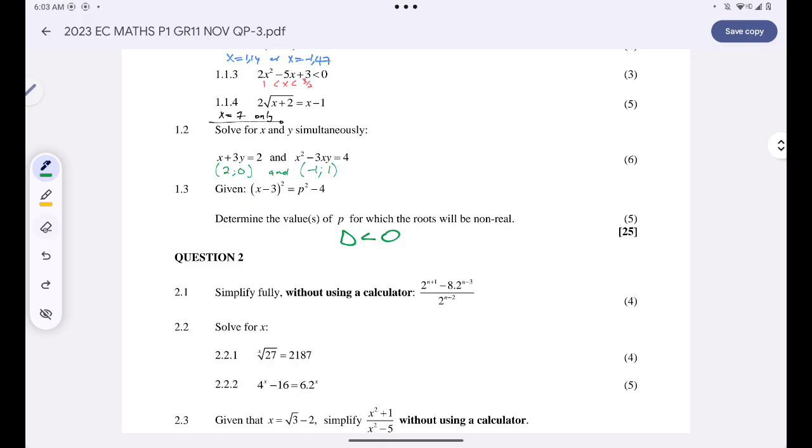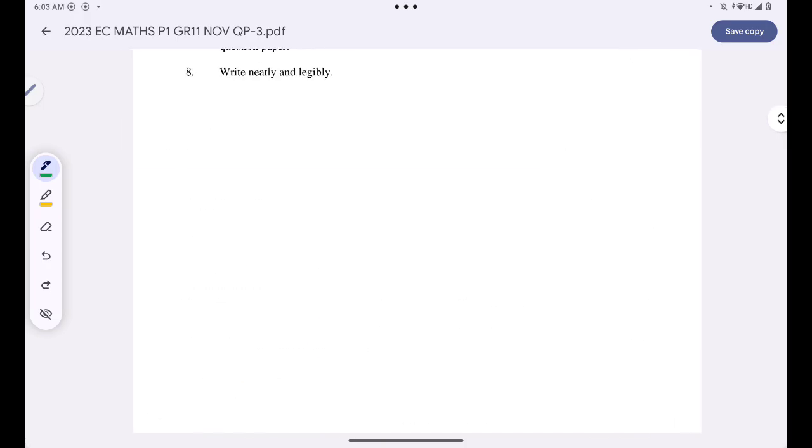Okay, I'll do this in two different ways. Let me start with the long one. It's (x minus 3) all squared is equal to p squared minus 4. Let me go and write there.